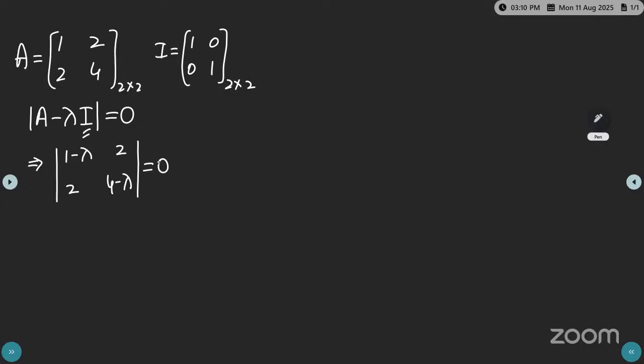So this implies, what is it? 1 minus lambda into 4 minus lambda minus 4.